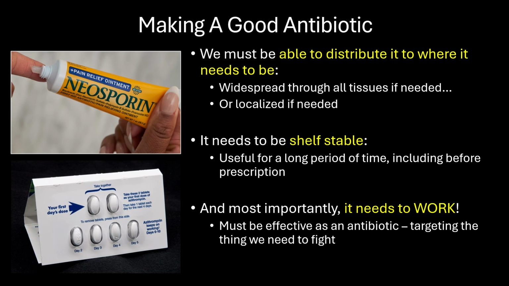So if you have a topical infection, you should be able to apply that drug topically. If you have a widespread infection, you need to be able to administer this antibiotic widely throughout the body. It also really needs to be shelf stable, ideally. Something that we could store and hold for a long period of time, including before it gets prescribed. It has to be accessible this way. And most importantly, well, it has to work. It has to actually do the job we want it to do, fighting the thing we need it to fight.